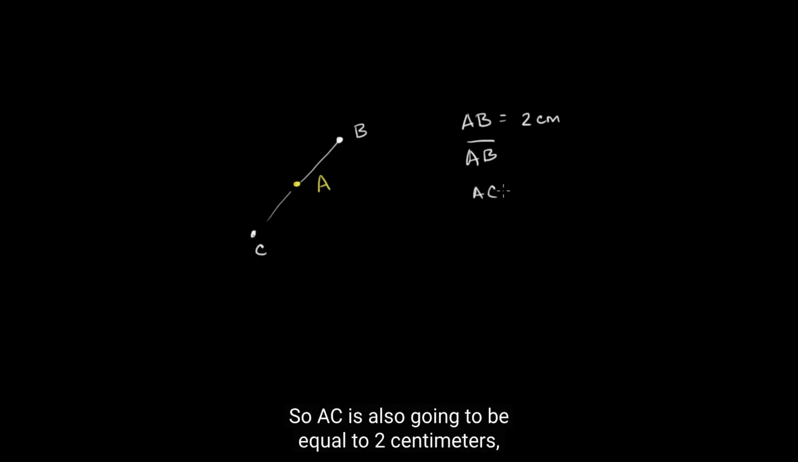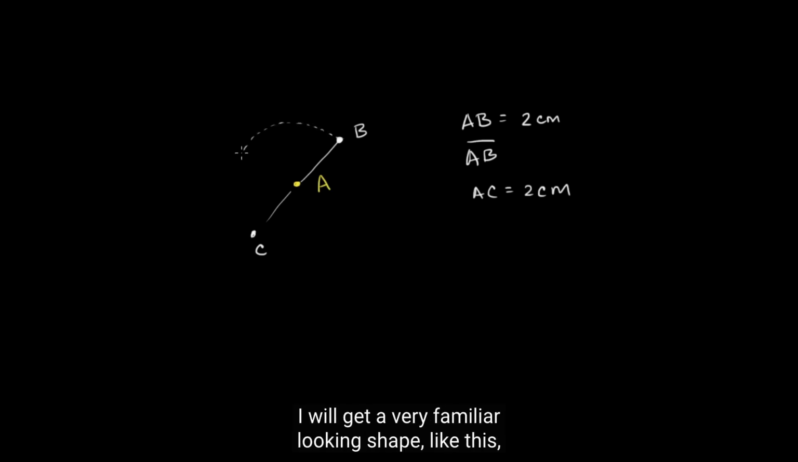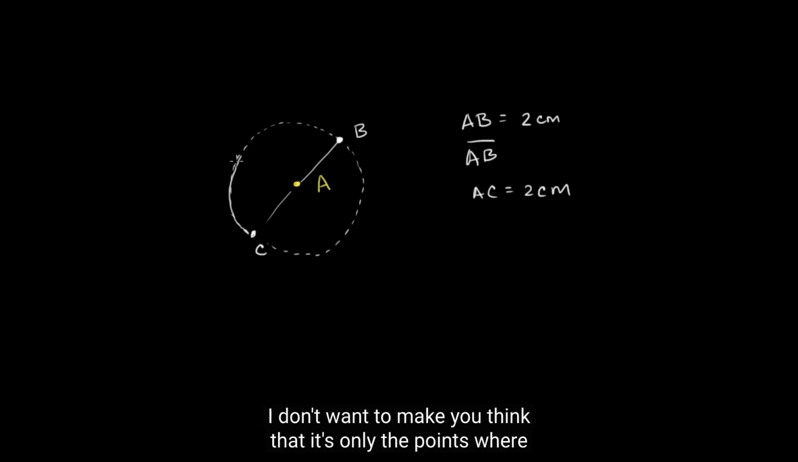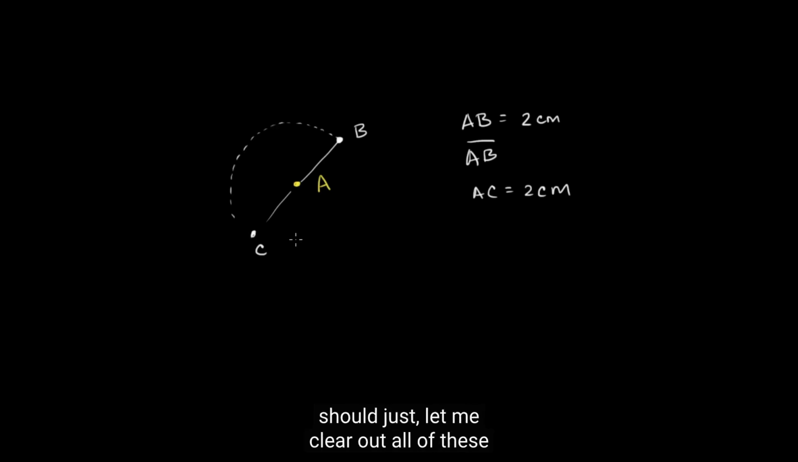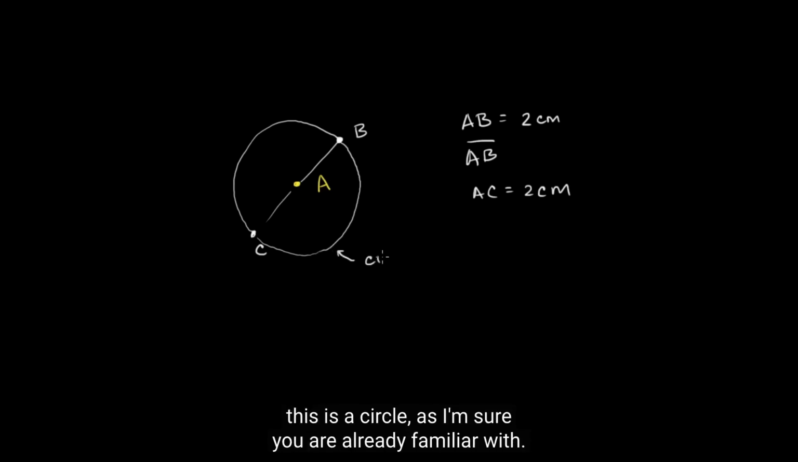So AC is also going to be equal to 2 centimeters, but I could go 2 centimeters in any direction. And so if I find the set of all of the points that are exactly 2 centimeters away from A, I will get a very familiar looking shape like this. I'm trying to draw it freehand. Actually, let me draw it in. I don't want to make you think that it's only the points where there's white. It's all of these points right over here. I want to draw a dashed line over there. Maybe I should just clear out all of these, and I'll just draw it as a solid line. So it could look something like that. My best attempt. And this set of all of the points that are exactly 2 centimeters away from A is a circle, as I'm sure you are already familiar with.